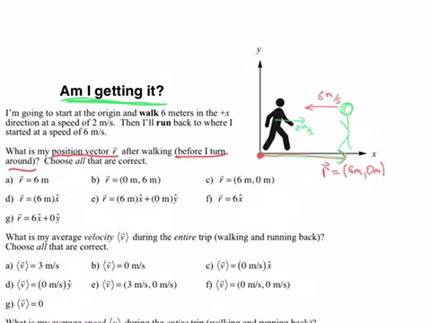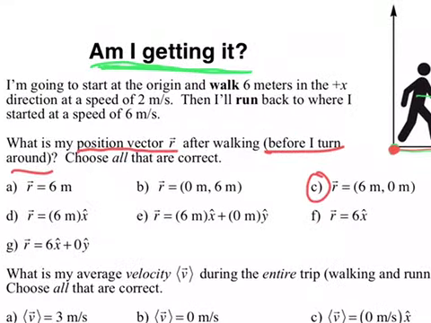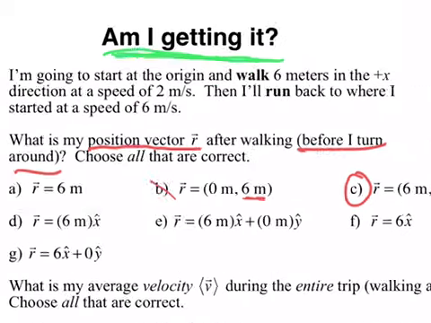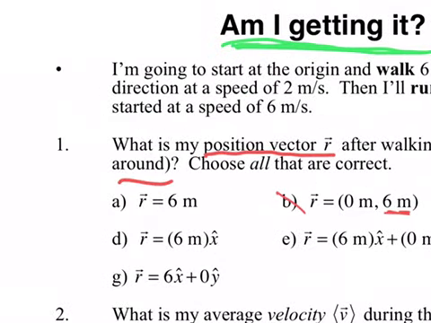So let's see which of those. So that immediately we can see that that is C. B has them switched. It's 6 meters in the y. We didn't move at all in the y. Let's look at A. A, there's a vector on one side and just a number on the right side. You can't have a vector equal to a scalar. So that is wrong.